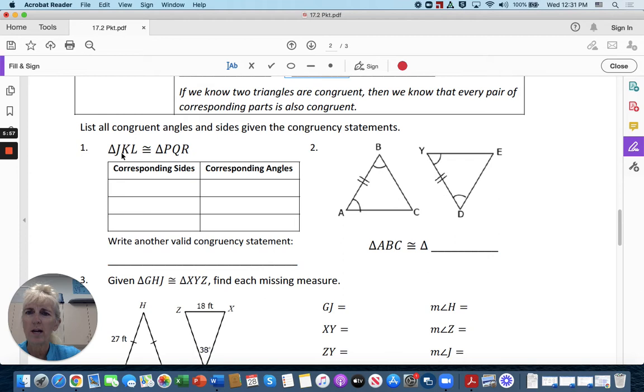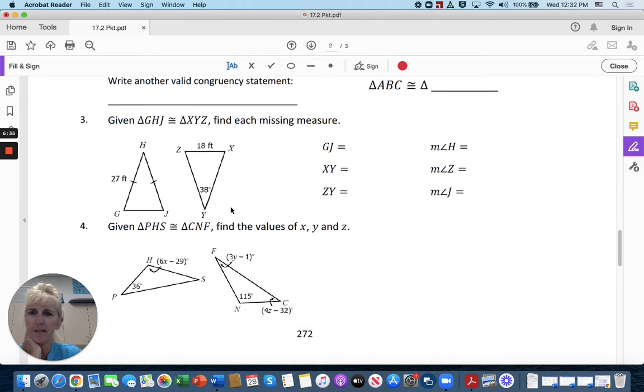So if we have triangle JKL congruent to triangle PQR, we say corresponding sides. So we could say that JK is congruent, and I just put equal, you'll have to put congruent, to PQ. And then we could also say, corresponding angles. We would say that angle J is congruent to angle P because they have to line up here. And I will let you fill in the rest of this. Okay?